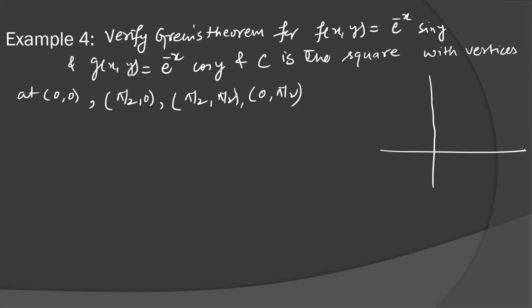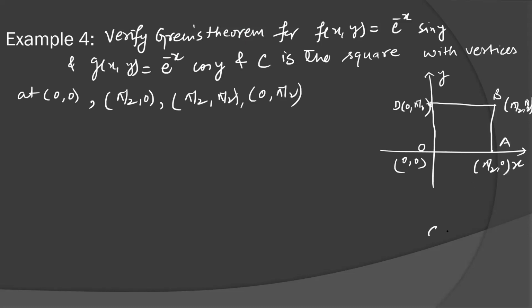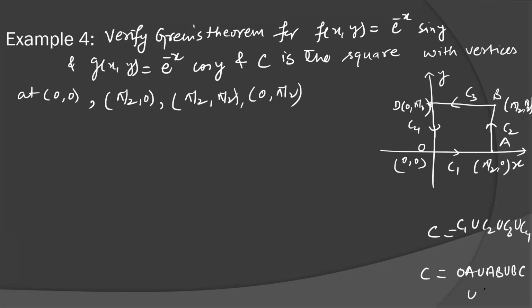So you have a very simple square here, whose coordinates are (0,0), call it O. A is (pi by 2, 0), B is (pi by 2, pi by 2), and D is (0, pi by 2). So C is actually C1, C2, C3, C4 in the anti-clockwise direction, C1 union C2 union C3 union C4. So you have four line integrations, OA, AB, BD union DO. You are again coming to O. So this is a closed curve. And the region inside this is called region R.